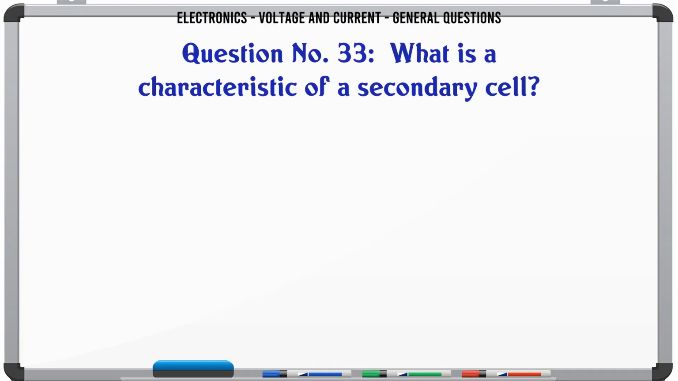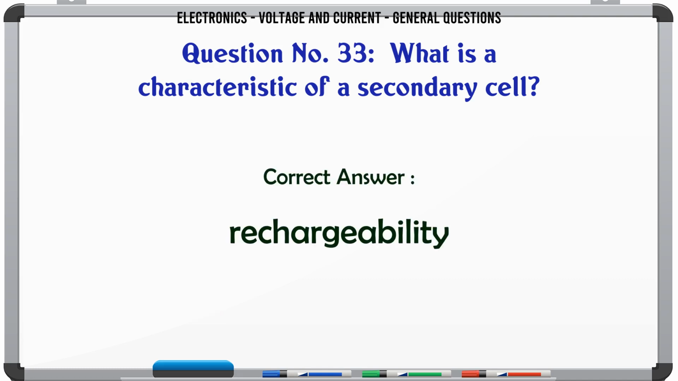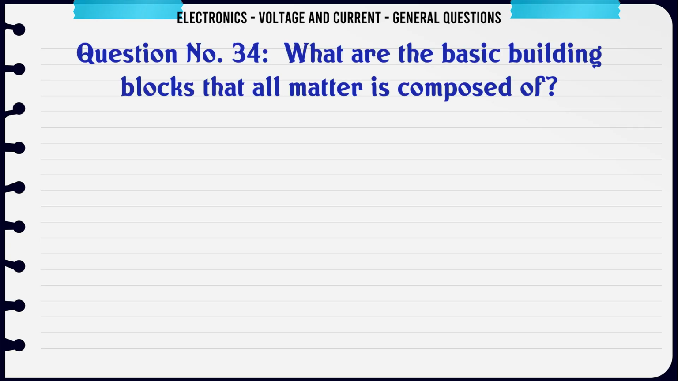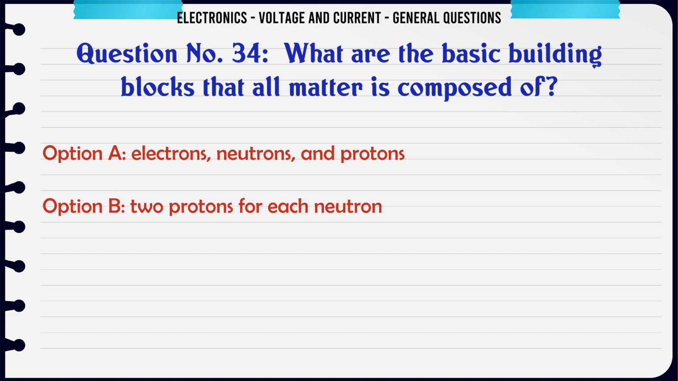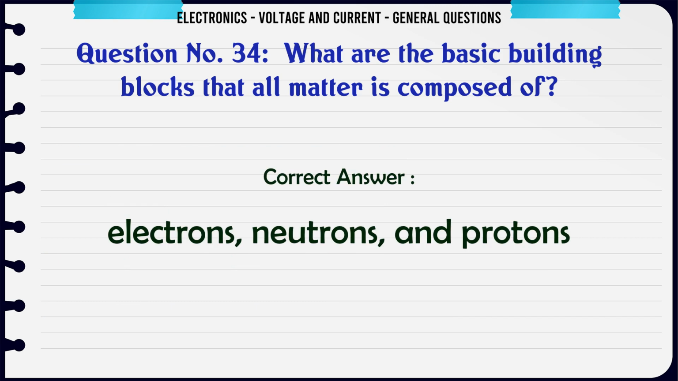What is a characteristic of a secondary cell? A. rechargeability. B. not rechargeable. C. a dry cell. D. non-liquid. The correct answer is rechargeability. What are the basic building blocks that all matter is composed of? A. electrons, neutrons, and protons. B. 2 protons for each neutron. C. 2 protons for each electron. D. electrons, neutrons, and charged ions. The correct answer is electrons, neutrons, and protons.